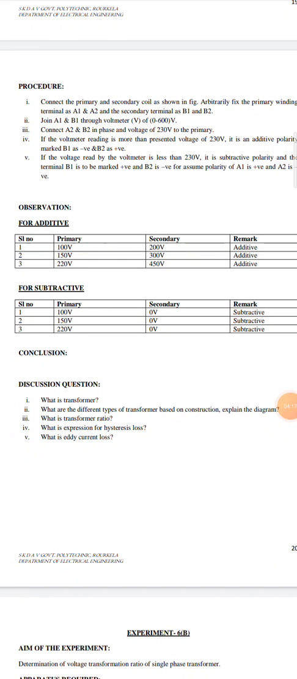If suppose 150 volt and 300 volt for primary and secondary is observed, then also it is additive. If 220 and 450 are observed, then it is additive. For subtractive, the primary will be 100, the secondary will be 0. Similarly, for any voltage in the primary, the secondary will always show you 0 volt. So it will be subtractive.